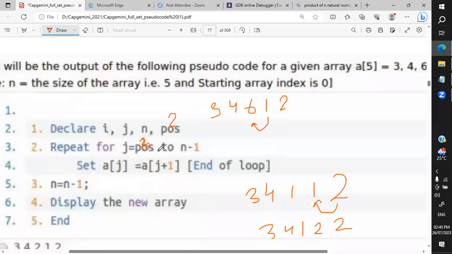After that, again, j plus plus, j will become 4. 4 less than or equal to 4, true. Enters inside. But again, A of j is copied into A of j plus 1. A of 4 is updated as A of 4 plus 1. But do we have A of 5? Nothing. So it will not update anything.